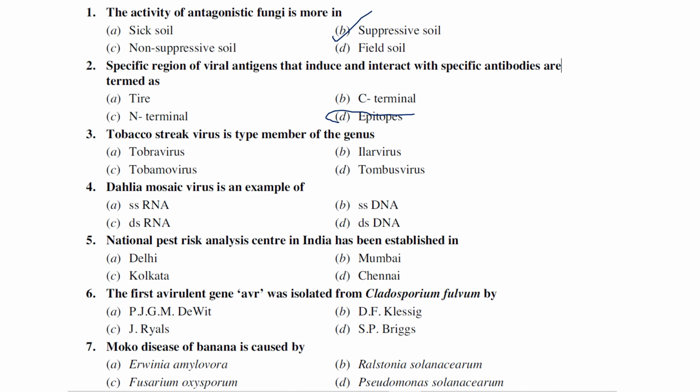Tobacco streak virus is a type member of the genus. They are simply asking which genus the tobacco streak virus belongs to. It belongs to the genus Ilarvirus.